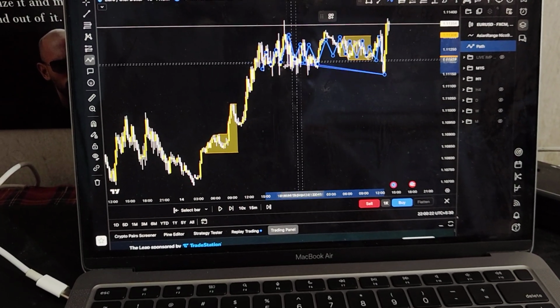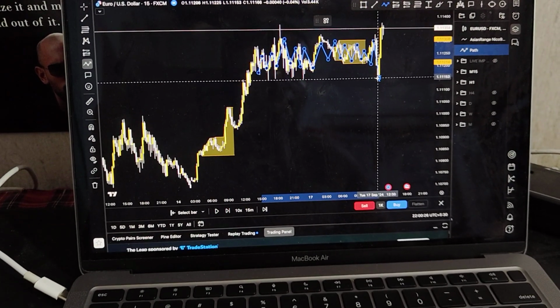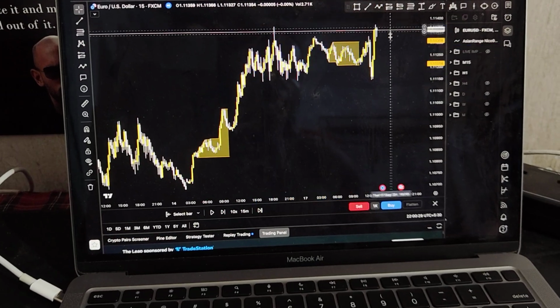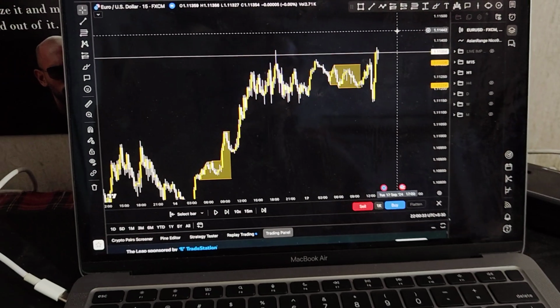It went down, swept all of the liquidity from this consolidation period right here, and this is called the manipulation side and distribution. We as traders want to be a part of this distribution move, as you can see right around here. So EU was beautiful.